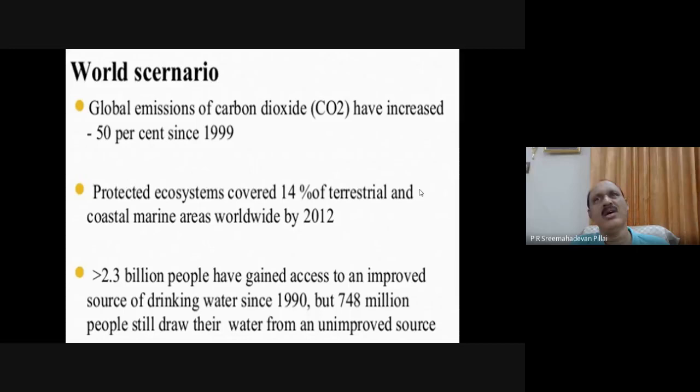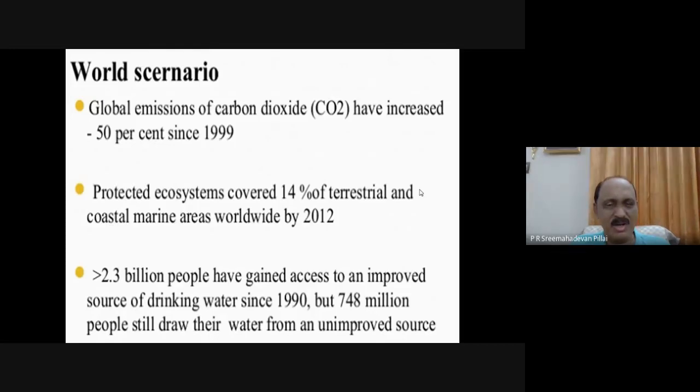Now, what is the impact of all these things? At the end of these 15 years, when we look back, what have we gained? We had 15 years of Millennium Development Goals, which ended in 2015. From 2000 to 2015, what have we gained? First gain is that from 2000 onwards, carbon dioxide emissions have increased by 50% the world over. One gain, so it's a negative gain.